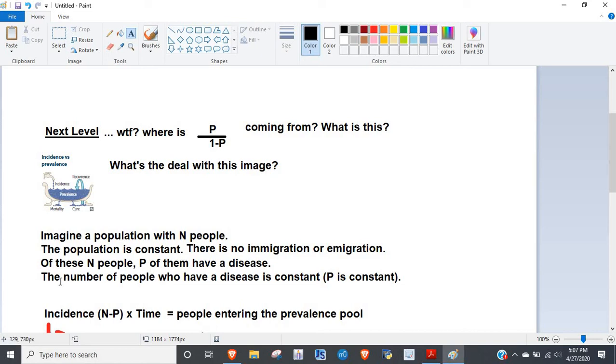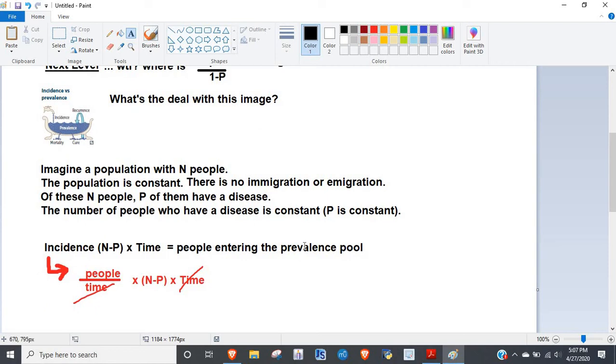All right, so of these N people, P of them have a disease. And the number of people who have a disease is constant. So again, new people are getting it or they're dying, and the people who are dying are being replaced by people who are getting it. All right, so this is just the setup here.